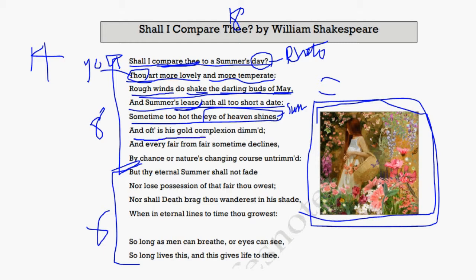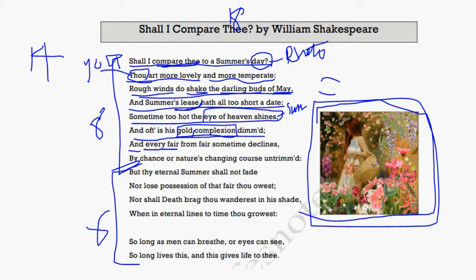And often is his gold complexion dimmed. Here gold complexion means golden color. Shakespeare wants to say that often the sun is overshadowed by clouds, which is also a bad quality of summer. Here the sun shines brightly, and soon after that the cloud overshadows it. Really, isn't it bad?